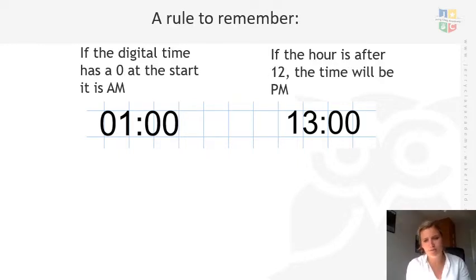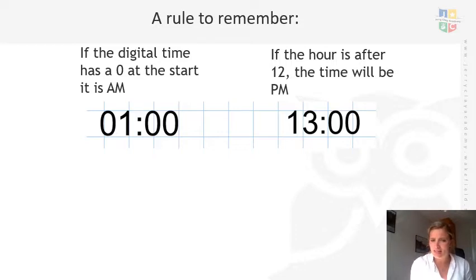So here's a rule to remember. If the digital time, when you're looking at digital clocks, starts with a 0, just like this number here does, 01, this means that it will be in the morning, so it will be in the AM, because midnight will have just happened and 01 will be the next one. So all the way from 01 up to 09 will be in the AM.